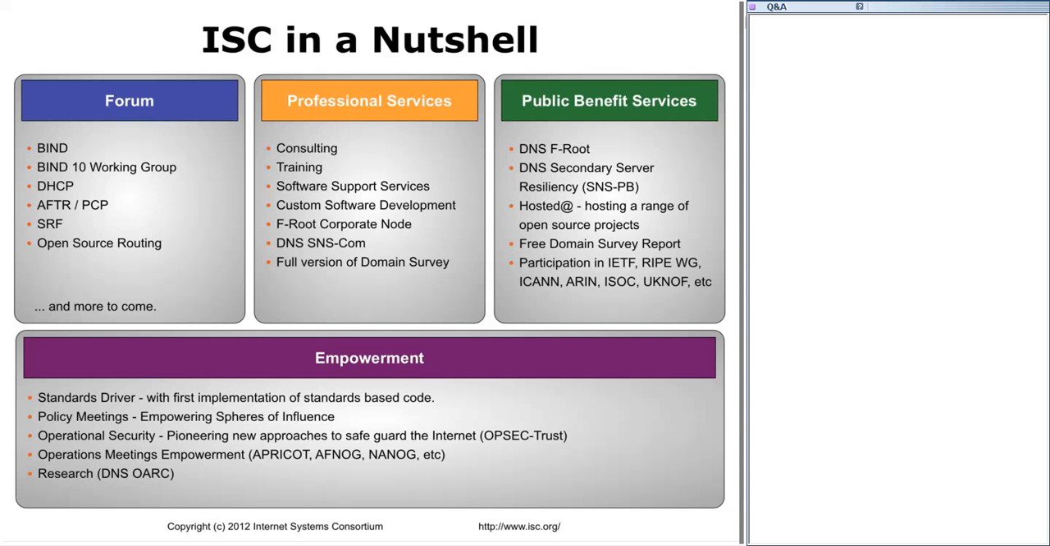Our domain survey is a survey of the IPv4 namespace, and we have both a free and a for-fee version of that survey. And it currently is IPv4 only. That may change in the future. Another major part of our public benefit work is our hosting program. We host a lot of open source projects and other public benefit projects.